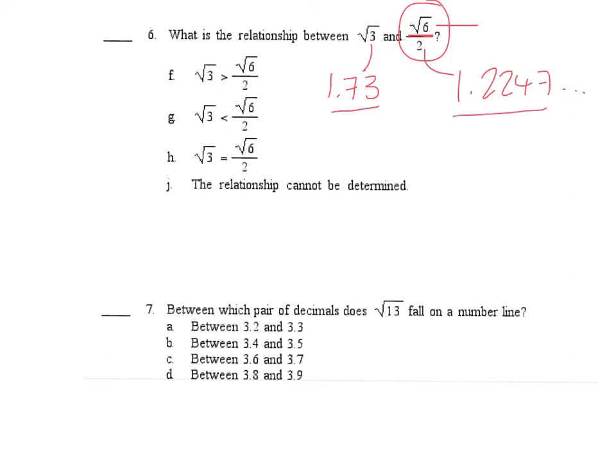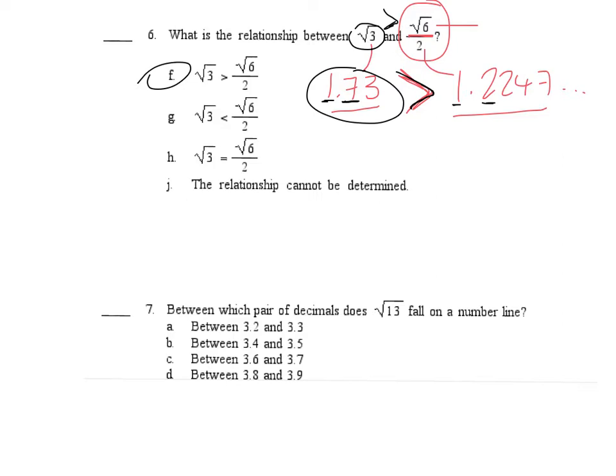So we compare these two numbers, and I know that 1.73 is bigger than 1.2 because both of them have a 1 as a whole number. So I look at my next value, which is the tenths place, and 7 is bigger than 2. So we know that this one is actually bigger. That means that the square root of 3 is greater than the square root of 6 divided by 2. So my answer would be F.